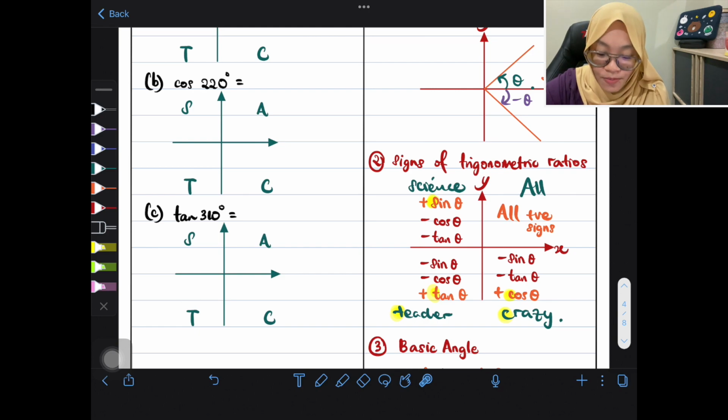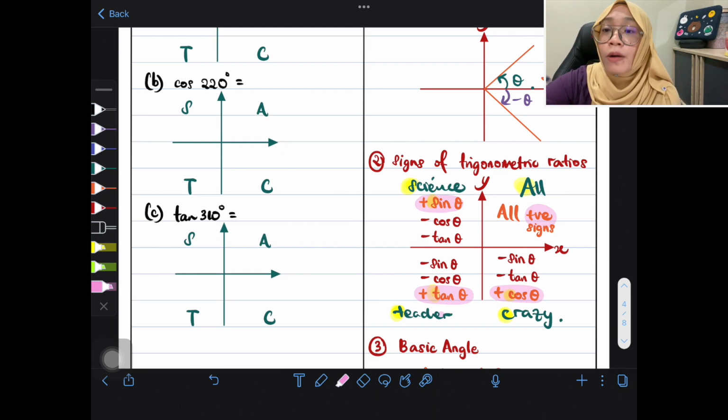So this is how easy you remember all signs teacher crazy. Maksudnya ingatlah huruf yang pertama dekat sini. Yang sini menunjukkan huruf-huruf sin, huruf tangent dan huruf cos akan memberikan positive value. Positive sign. Okay, remember this all signs teacher crazy di mana the first quadrant is all positive sign, the second quadrant only sin yang positive, the third quadrant only tangent yang positive, and the fourth quadrant only cos yang positive. So you remember all signs teacher crazy ni adalah untuk yang positive sign sahaja. The rest of it going to be negative signs.